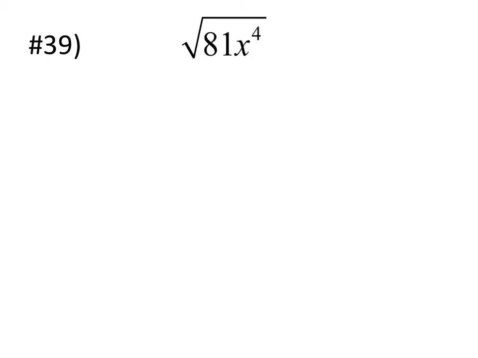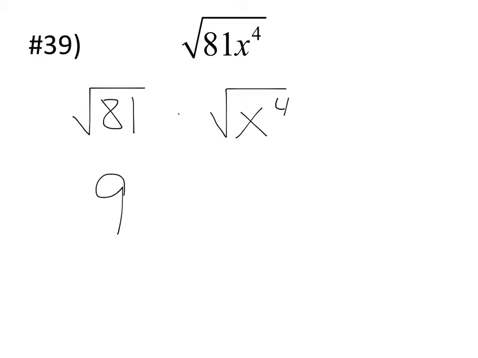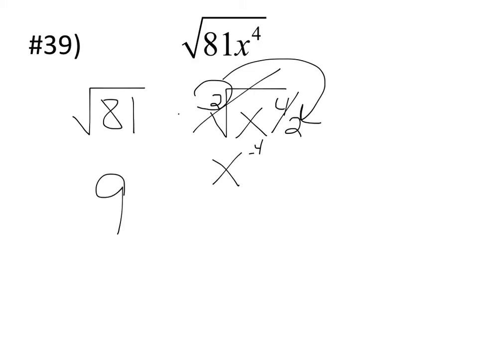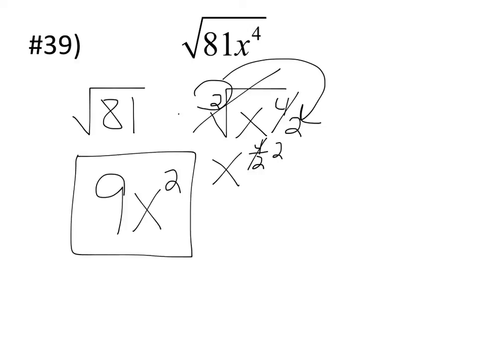Alright, so I'm going to split this up again, because again, only the x is being raised to the fourth power. So you've got the square root of 81 times the square root of x to the fourth. We know the square root of 81 is 9. What times itself gives you 81? Here, remember, if there is no number out in front, we know it's a 2. I'm going to take it back and put it as my denominator. When I do that, my radical goes away, and I'm left with x to the 4 halves. And we know 4 halves is just 2, so it becomes x squared, so your answer is 9x squared.